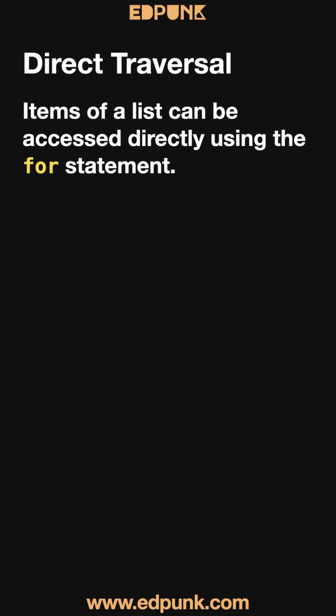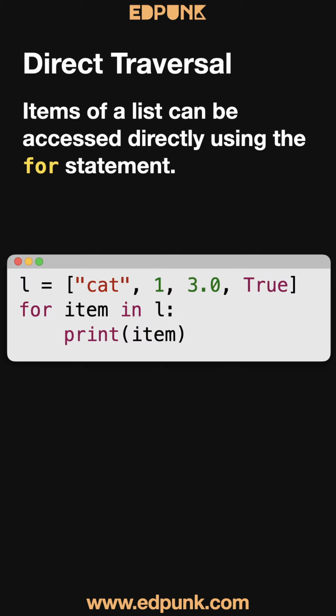For example, let us assign the list containing items string cat, int 1, float 3.0 and boolean true to a variable L. Now, using the for statement, for item in L, we can directly traverse the list L one item at a time. For each item, we will execute an instruction. In this case, we will print the item. Let us now execute the code.